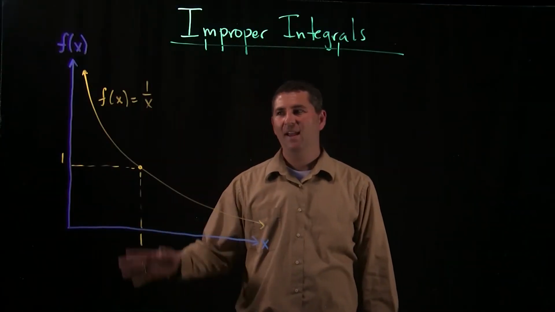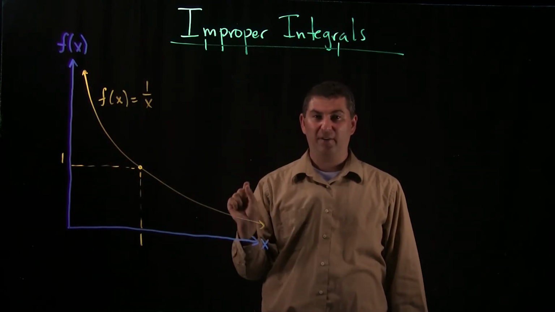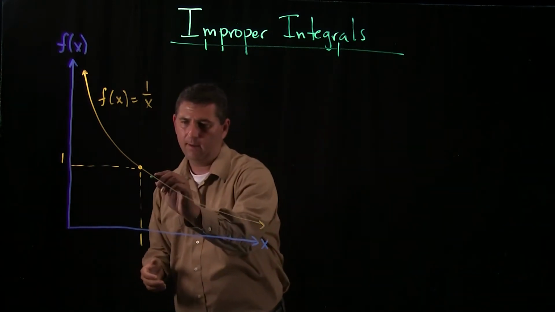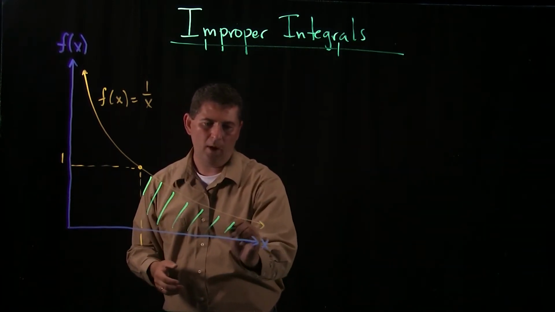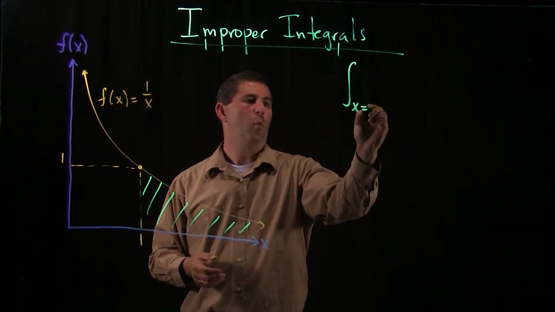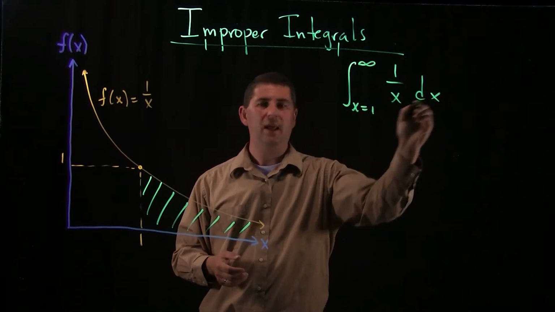All right, welcome back. So I've changed up our function a little bit. Instead of 1 over x squared, we now just have 1 over x. But I want to integrate the same region, 1 to infinity. So that's what I'm interested in. The integral from 1 to infinity, 1 over x dx.